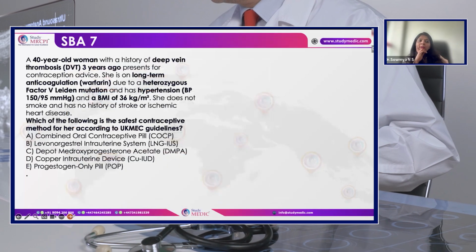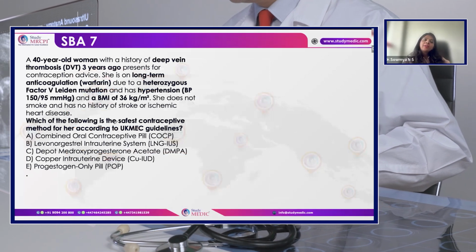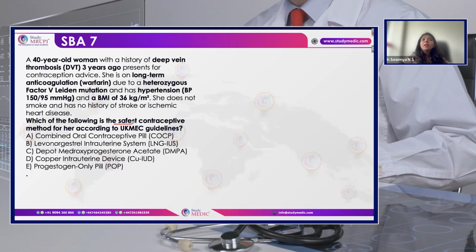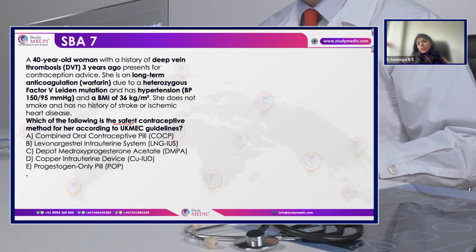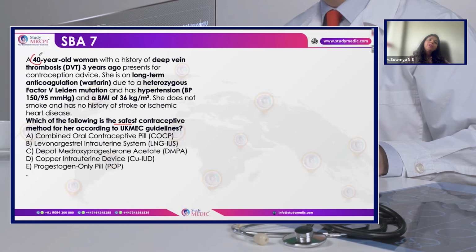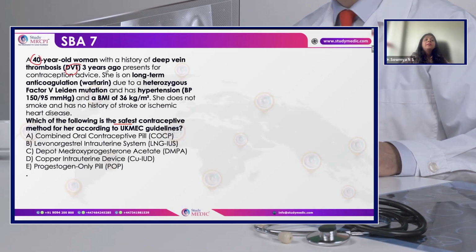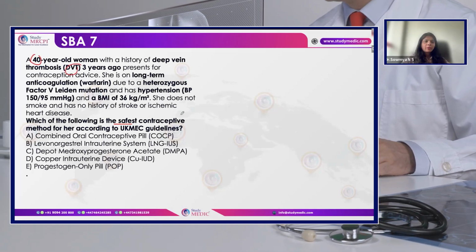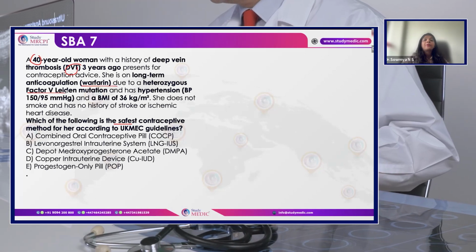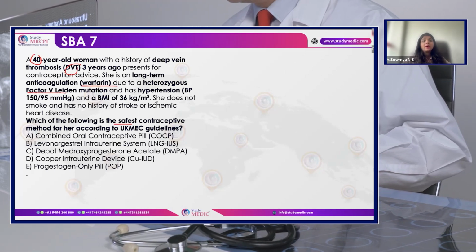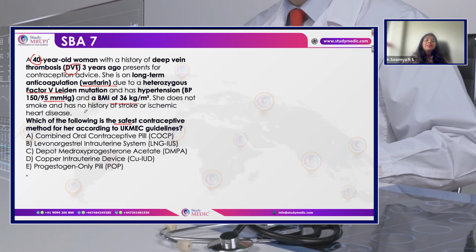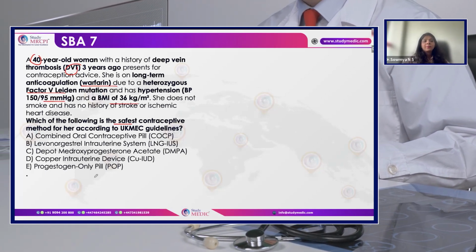The next one. Following is the safest contraceptive method. I have given all sorts of complex scenarios because these are the scenarios which you need to be thorough with. Now we have a lady who is 40 years with a history of DVT 3 years ago. So she's coming for contraceptive advice. She's on warfarin due to a heterozygous factor V Leiden mutation. She's hypertensive and has a BMI of 36. She does not smoke, no history of smoking or ischemic heart disease.